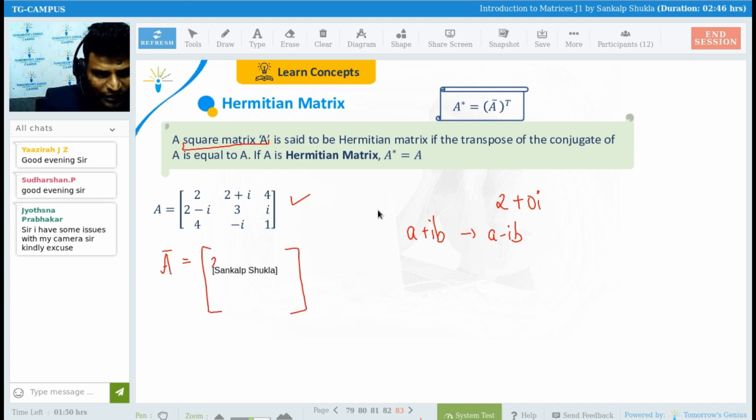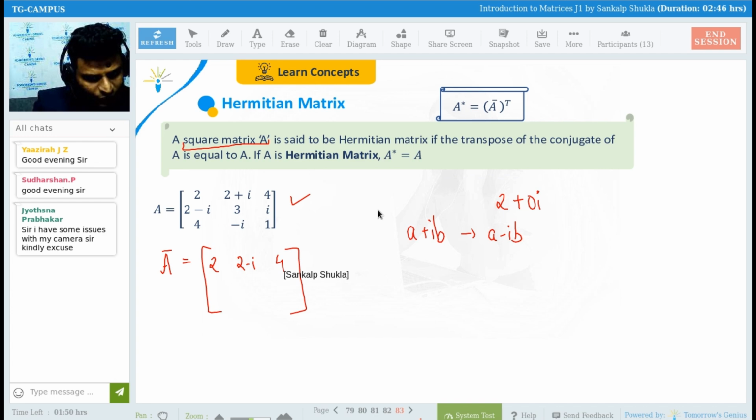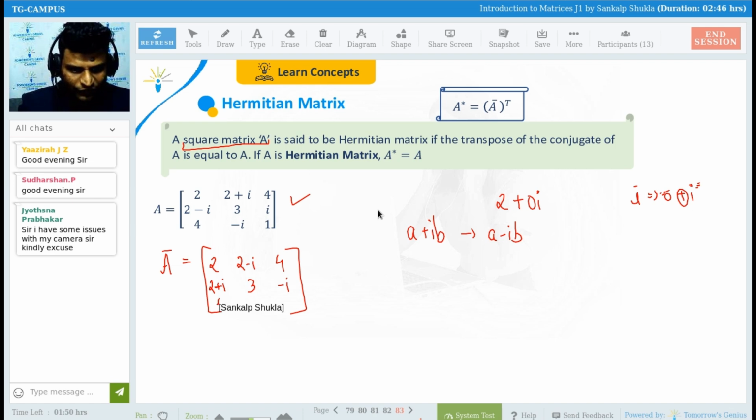That is 2. 2 will remain 2 only because there is no imaginary part inside it. So it will become 2 minus i, 4 only, then 2 plus i, sorry. It will become 3, it will become minus i, right? Because i can be written as 0 plus i. You have to change the sign between real and imaginary while taking conjugate. So yes, the sign is changed for i. And 4 and i and then 1.